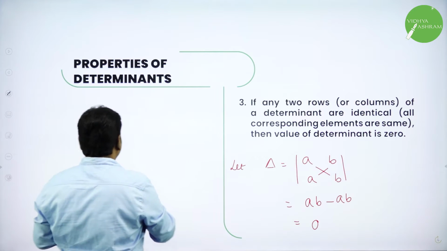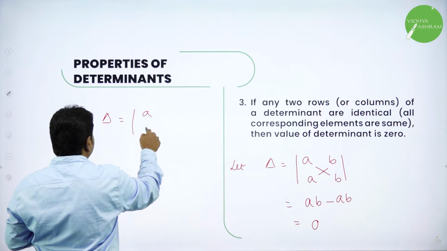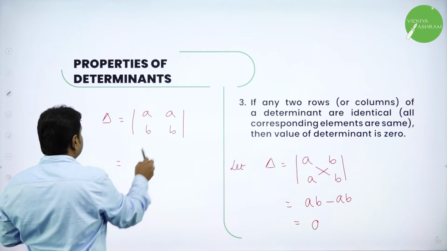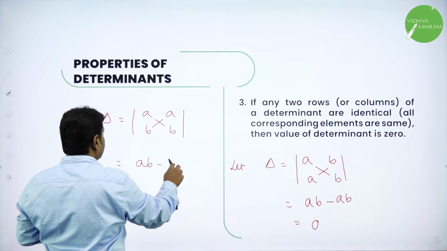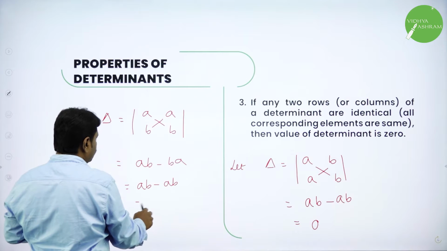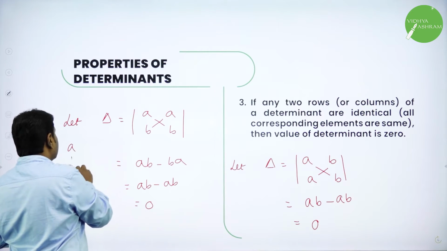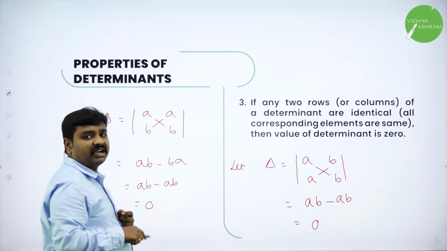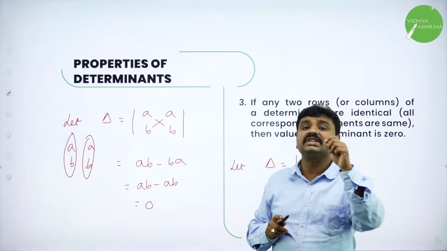Or you can prove like this. Let delta is equal to, I'll make first column and second column identical. They are same. If I expand, A into B minus B into A. B into A is also same as AB, right? AB minus AB. What is AB minus AB? 0, because here column 1 is same as column 2. Observe, column 1 is AB, column 2 is also AB. Two columns are identical. Identical means made up of same elements. If any two rows or if any two columns are identical, then the value of determinant is 0.